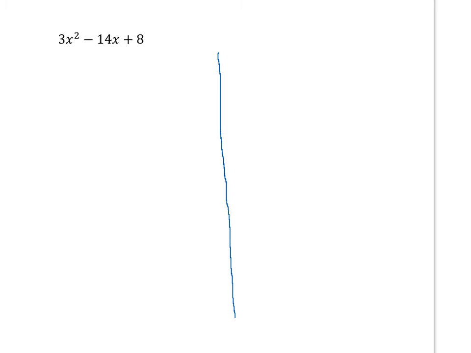Now, method 1 is very similar to the method we used above. So, remember, this 8 is found by timesing two numbers together. So, the factors of 8 are 1 and 8, or 2 and 4. Now, we've got to figure out which one of these make 14.